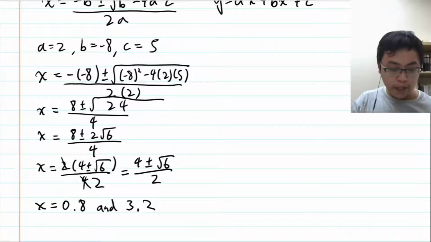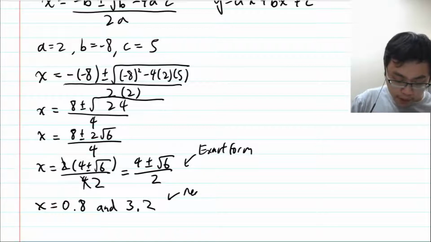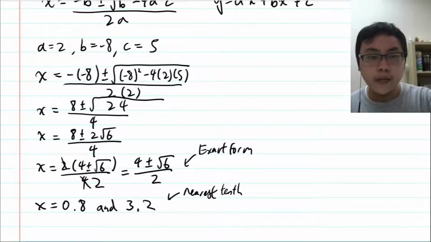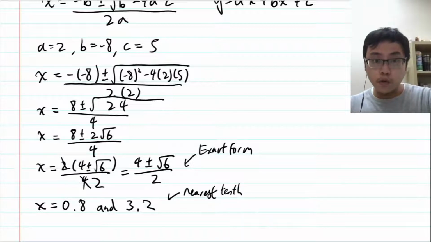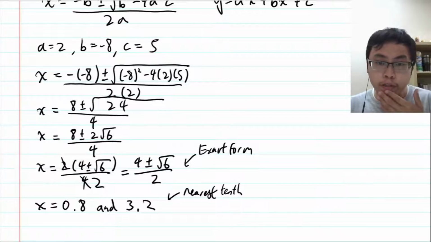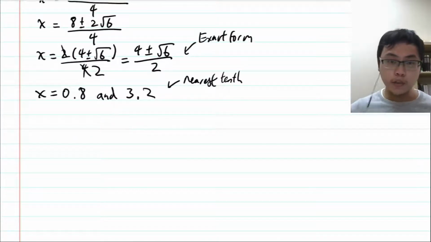Okay, so we have, in exact form, this is the exact form, and this is to the nearest tenth. Okay, so this is how you use the quadratic equation. Let's have a look at another example, and it's fairly straightforward. Okay, so let's do another question over here.